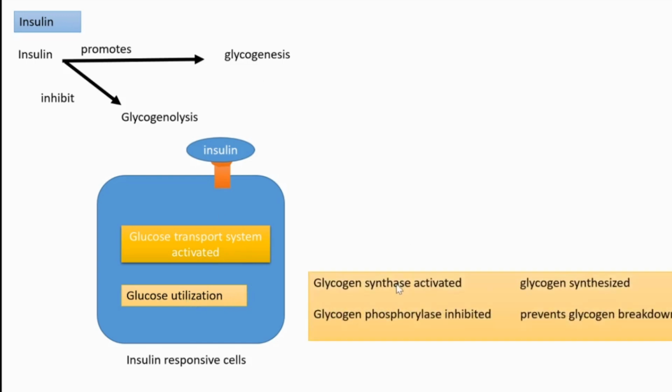And altogether, what is the net result? Glycogen synthase is activated. Glycogen synthase is the enzyme responsible for the synthesis of glycogen. It is activated, and at the same time, glycogen phosphorylase is inhibited. Glycogen phosphorylase, what is its role? It is responsible for the breakdown of glycogen. As it is inhibited, that breakdown of glycogen is prevented. This is the net result of the presence of insulin. In that way, it regulates the carbohydrate metabolism.